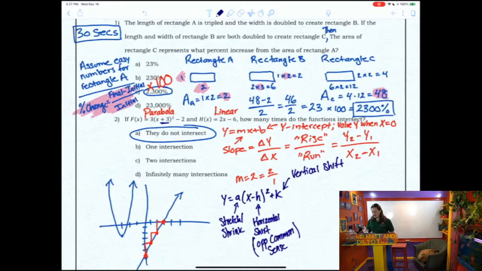K, however, goes with common sense. So if it says plus, that means up. If it says minus, that means down. So that's the only real tricky part there.